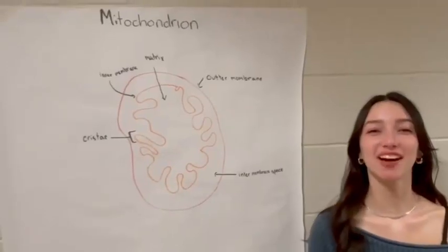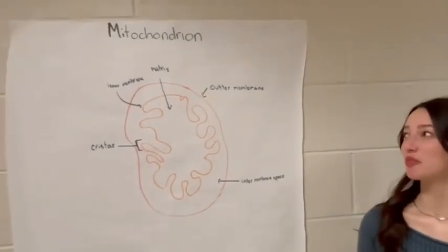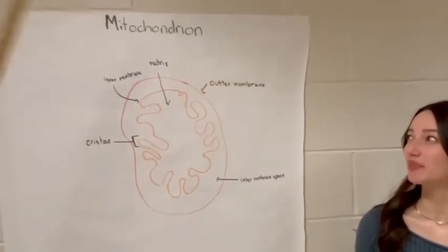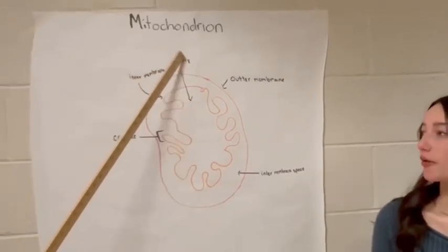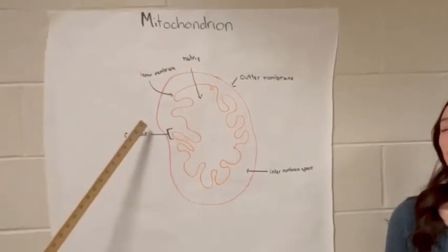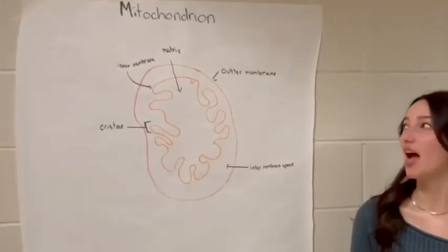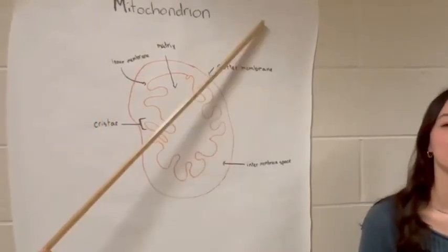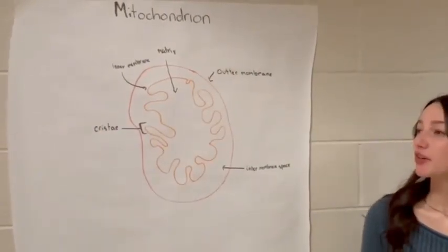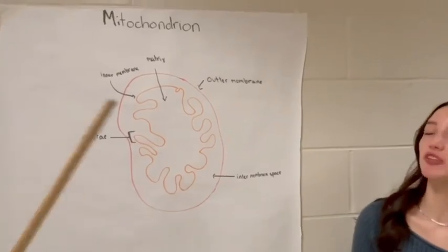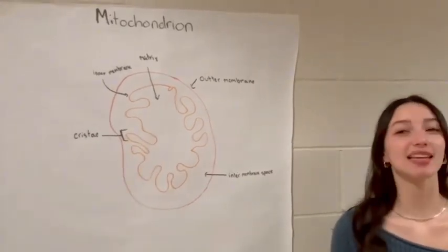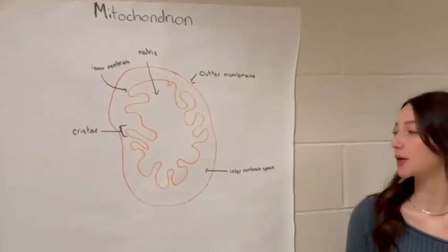This is the structure of a mitochondrion. There's an outer membrane, an inner membrane, a matrix with cristae, and an intermembrane space. Glycolysis happens in the cytoplasm of a cell, which is outside the mitochondrion. The Krebs cycle and pyruvate conversion happen in the matrix of the mitochondrion. And finally, the electron transport chain happens in the intermembrane space.